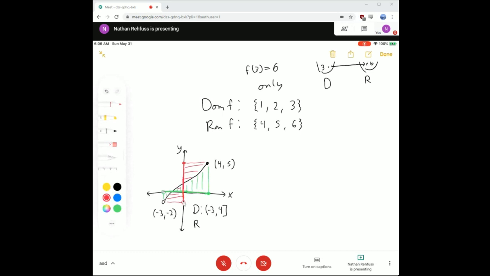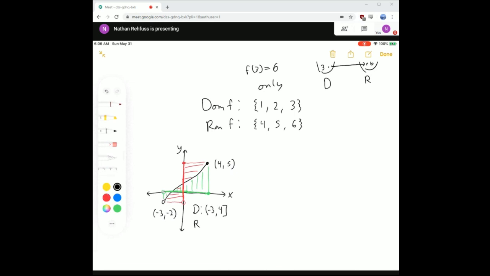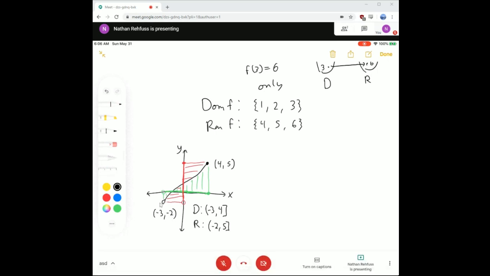They start at -2, but don't include it. They go all the way up to 5, and they do include that one. So we're looking at y values now. The lowest y value is this -2. The highest y value is this 5. So the range is from -2 to 5. 5 gets a bracket because it's included. -2 gets a parenthesis because it's not included, and that's just because of the open circle there. So that's how you'd find domain and range from a graph.